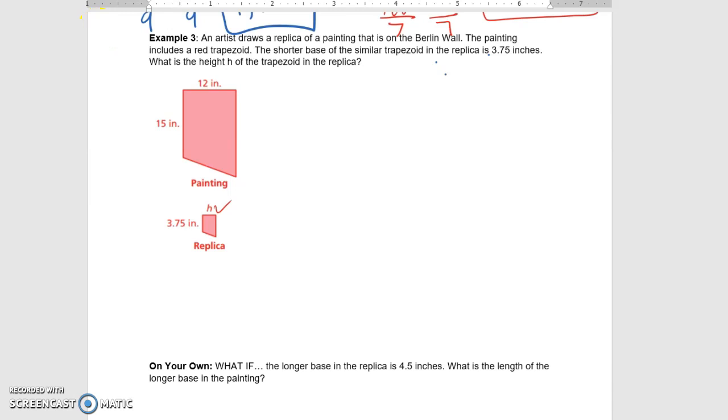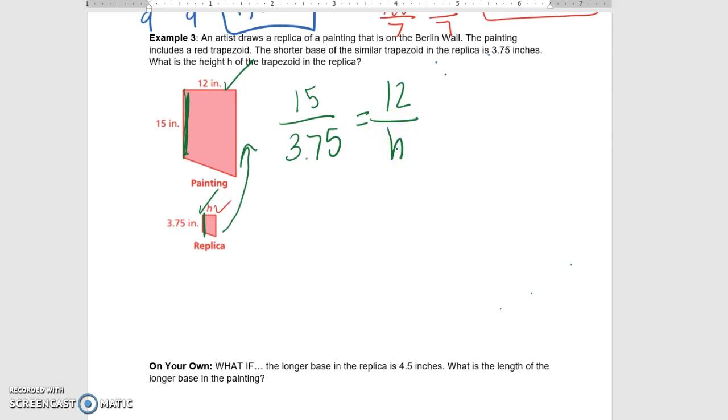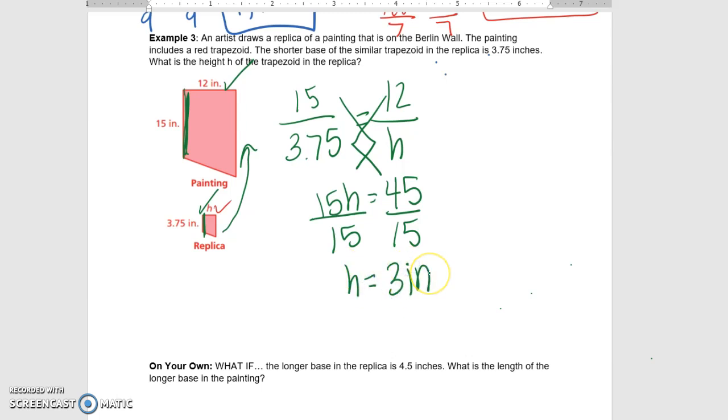So I'm going to set up my proportion. If I were to put this shape on top of this one, translate it, side 15 would fall on top of side 3.75. So I'm going to put 15 over 3.75, make that equal to the 12, and the h would fall on top of each other. I got to put the 12 up top because that's where I put my 15. And then you're just cross multiplying. 15h, 12 times 3.75 is 45. Divide each side by 15. And then you should get that the height of the replica is 3 inches.